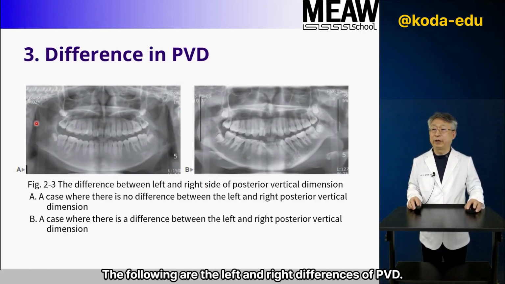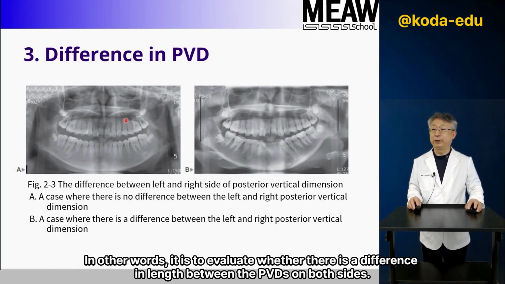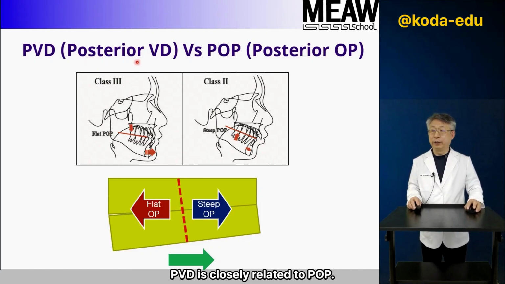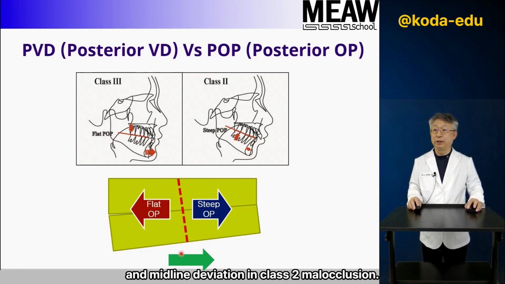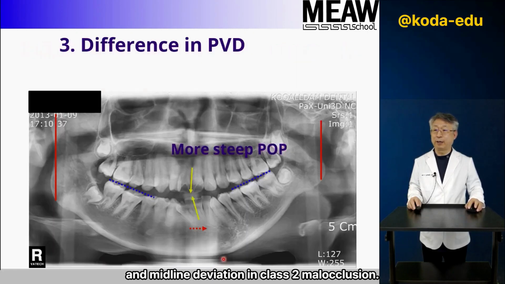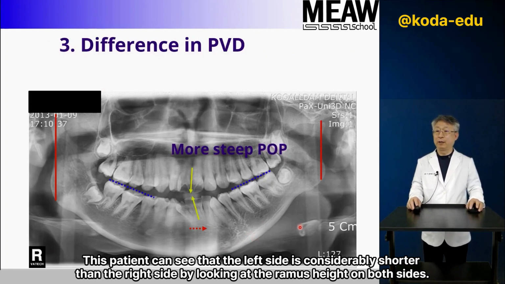The following are the left and right differences of PVD. In other words, it is to evaluate whether there is a difference in length between the ramus on both sides. PVD is closely related to POP. Flat POP in Class 3 malocclusion, steep POP in Class 2 malocclusion, and midline deviation in Class 2 malocclusion. In this patient, we can see that the left side is considerably shorter than the right side by looking at the ramus height on both sides.